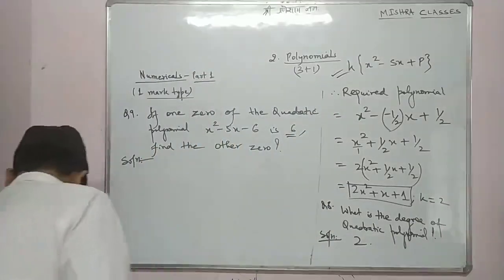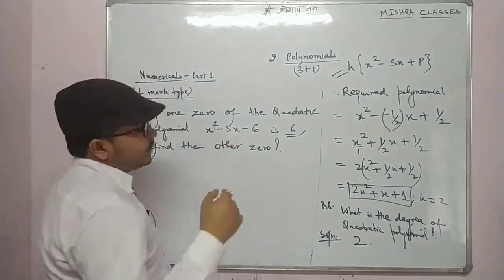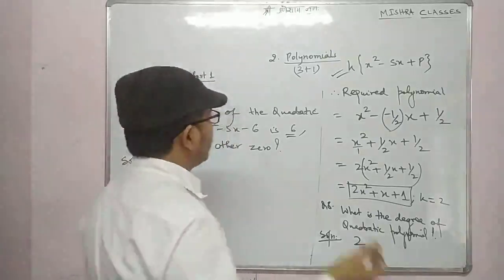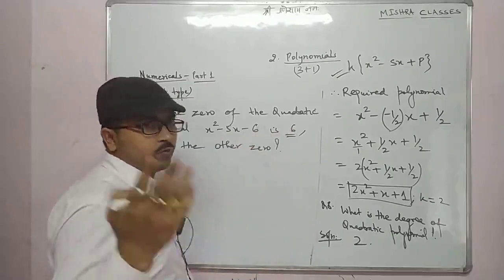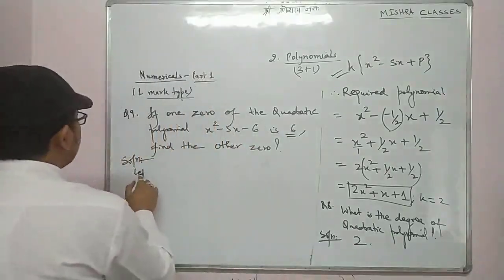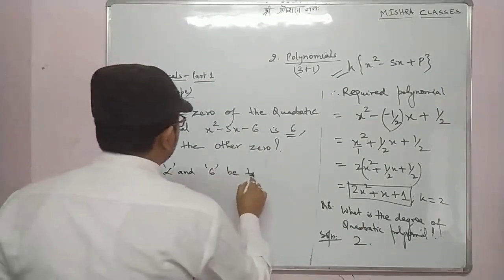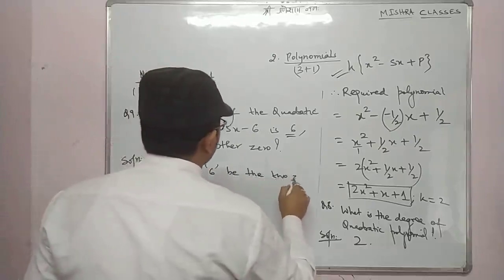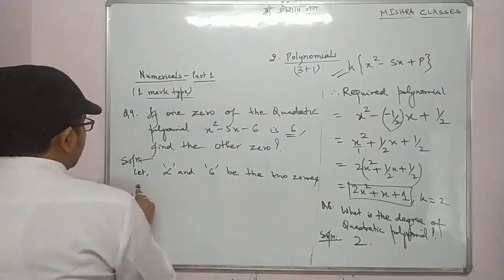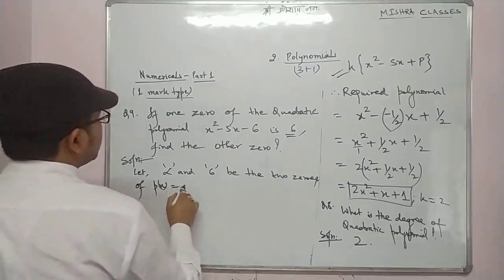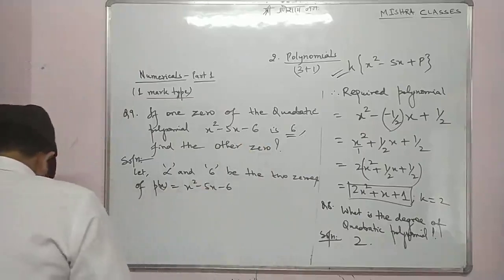Alright, so how do we do it? We start like this: 2 zeros, that means we can say let alpha and beta be the 2 zeros. So let alpha and 6 be the 2 zeros. In place of beta we can take 6 because 1 zero is already given to you. So we'll write like this, let alpha and 6 be the 2 zeros of Px, which is equal to x square minus 5x minus 6. Px means polynomial in x. Is it clear?